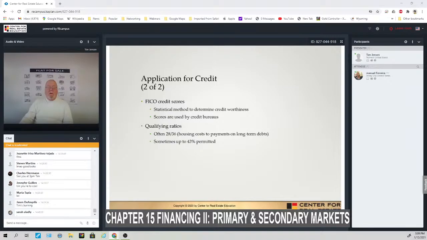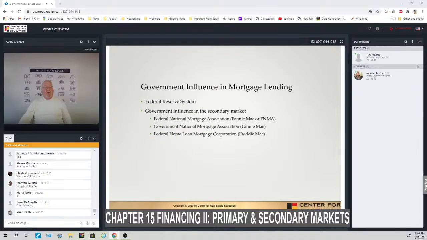Okay, let's move on. Government sources or influence in mortgage lending. The first government influence is called the Federal Reserve System. However, Federal Reserve, some people know as the central bank, right? It's the Fed's banking system. Well, in fact, it's not even part of our government structure. What? The Federal Reserve is a private bank.